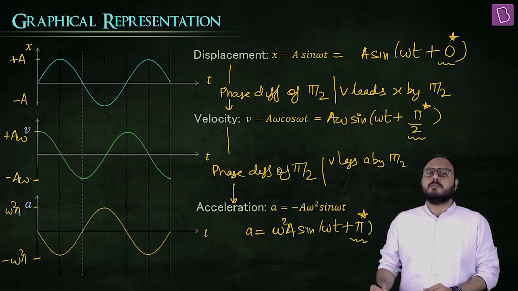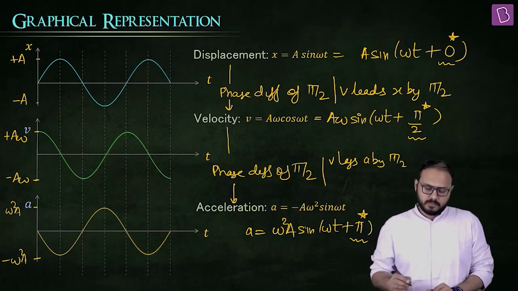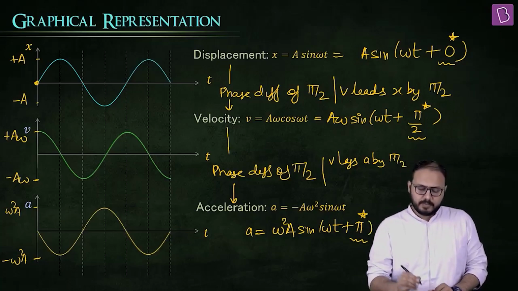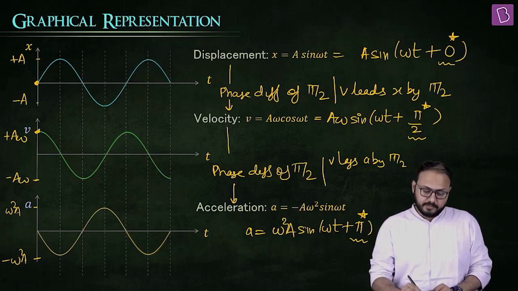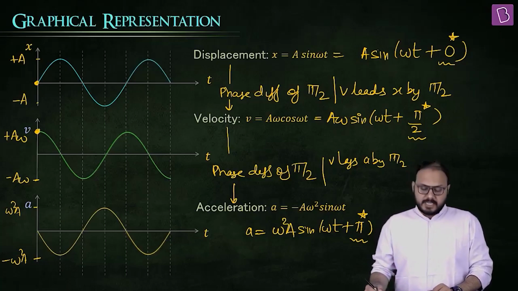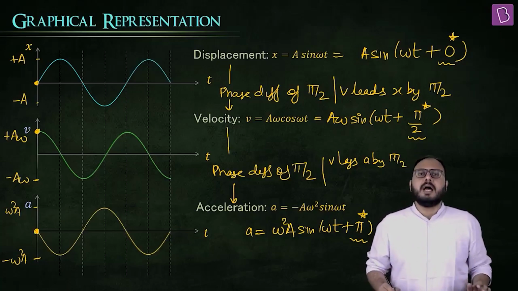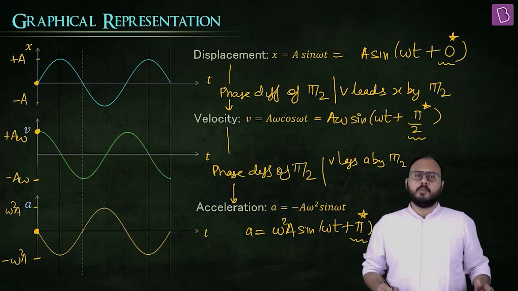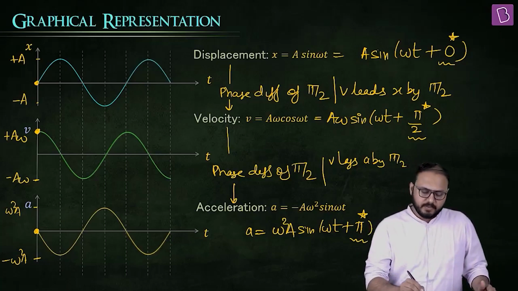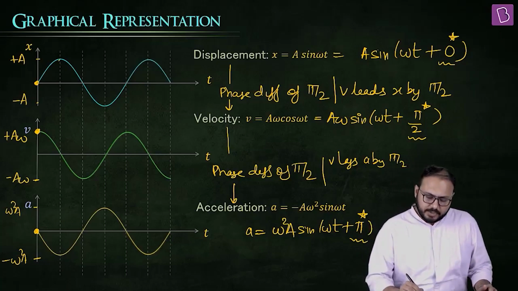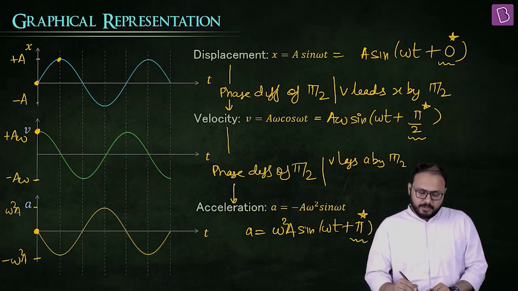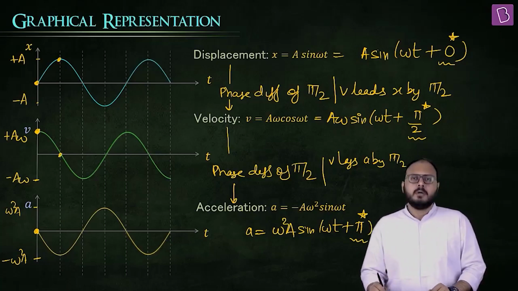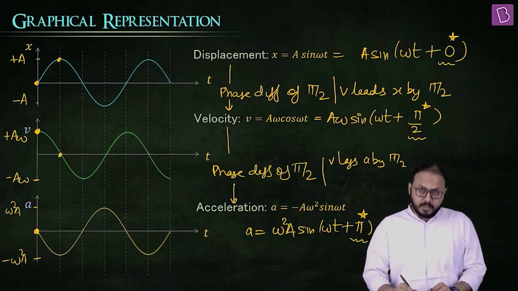At t equal to 0, where is x? Sir, mean value. At the same time, where is v? Sir, extreme value. At the same time, where is a? Sir, again mean value. Okay. Cut to t by 4, one quarter. Where is x? Extreme. Which extreme? Positive extreme. What about velocity? Mean. Right? What about acceleration? Negative extreme.